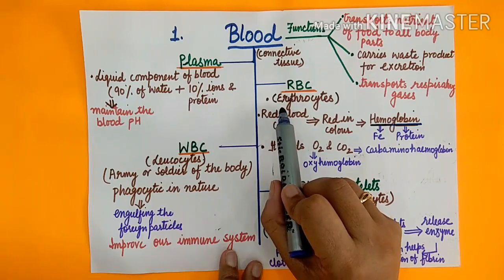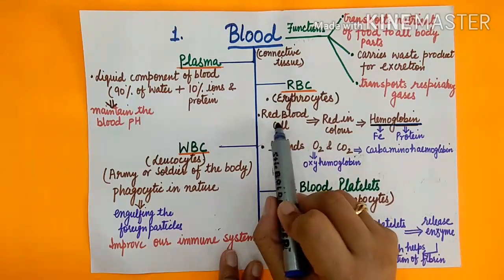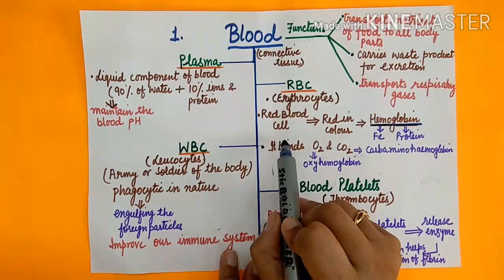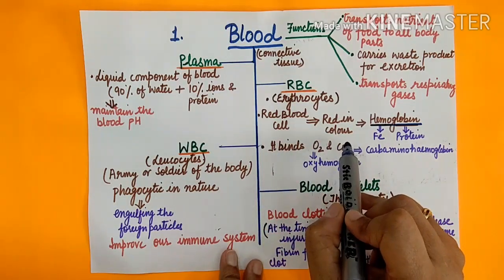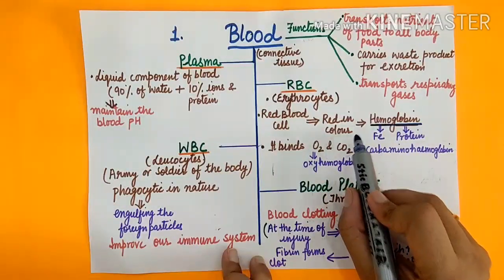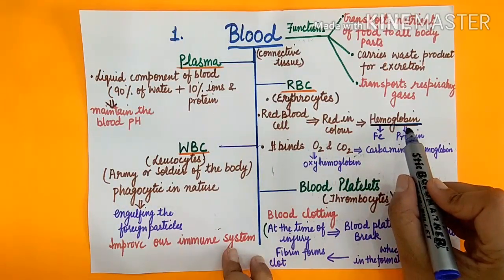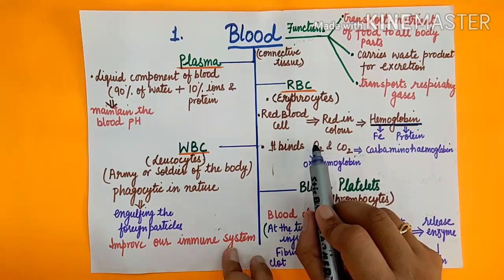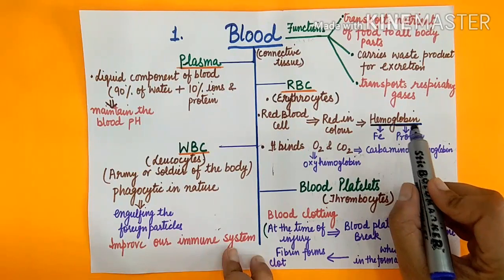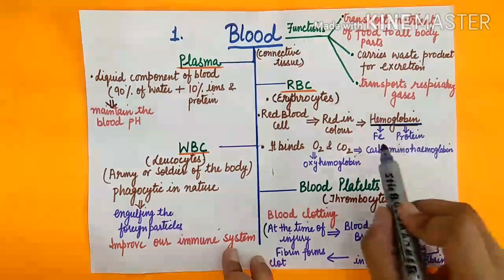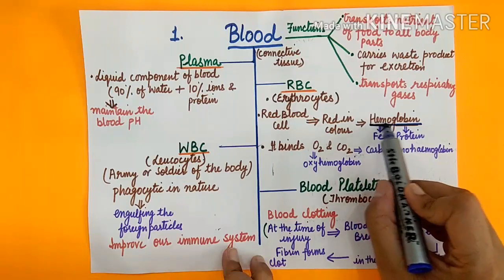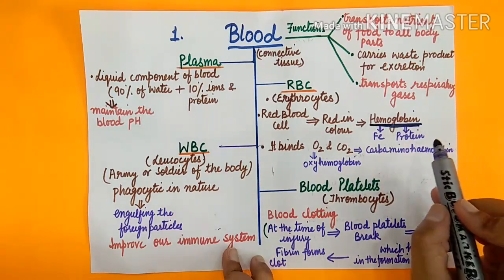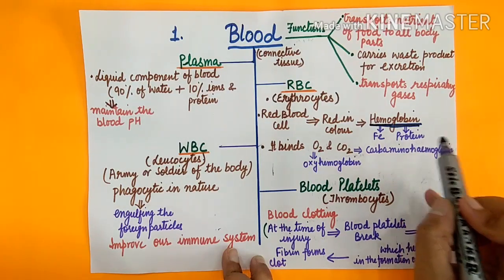RBC: the other name of RBC is erythrocyte, and it is also called red blood cells. Why is it called red blood cells? Because it is red in color. Why is it red in color? Because of the hemoglobin present in it. Hemoglobin is a complex substance made up of iron and protein. Heme stands for Fe, iron, and globin stands for protein, globulin.